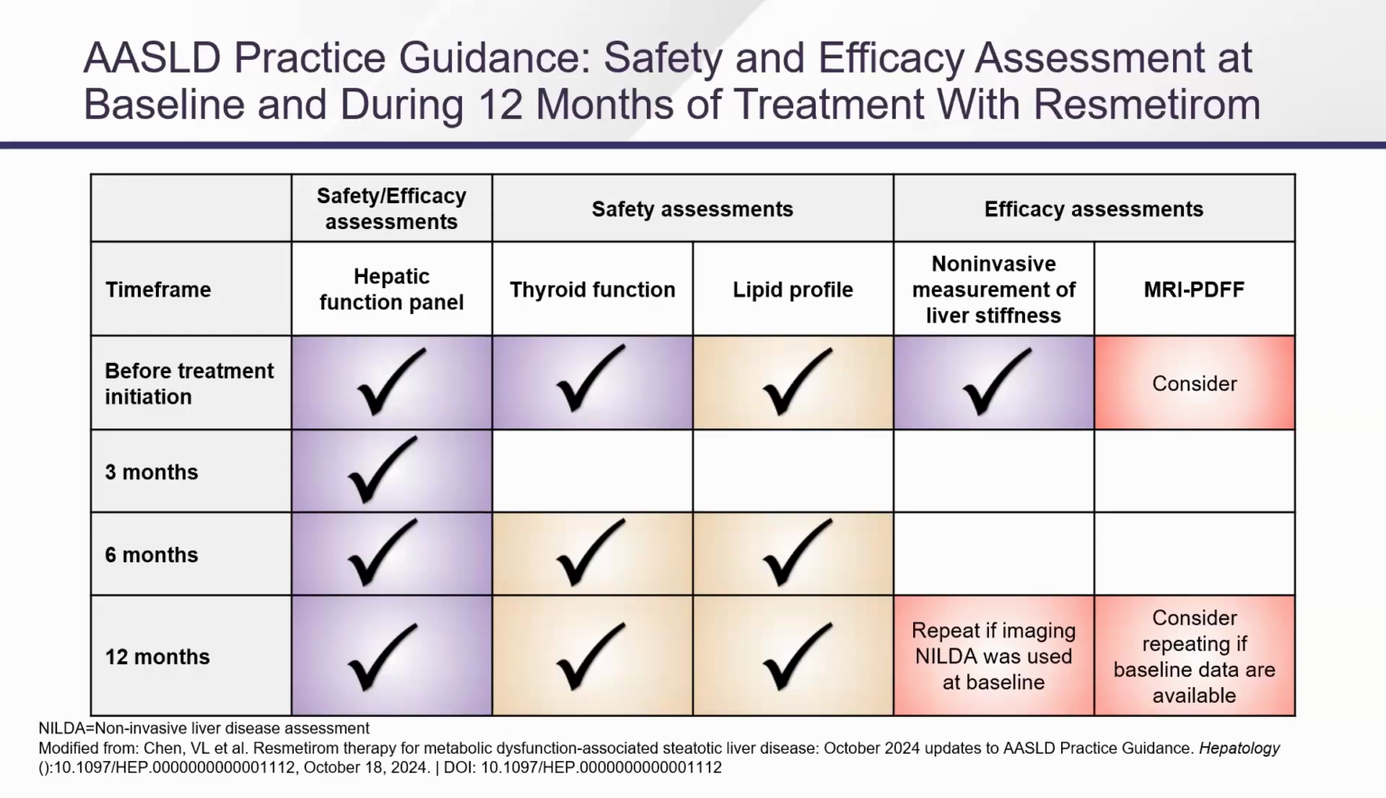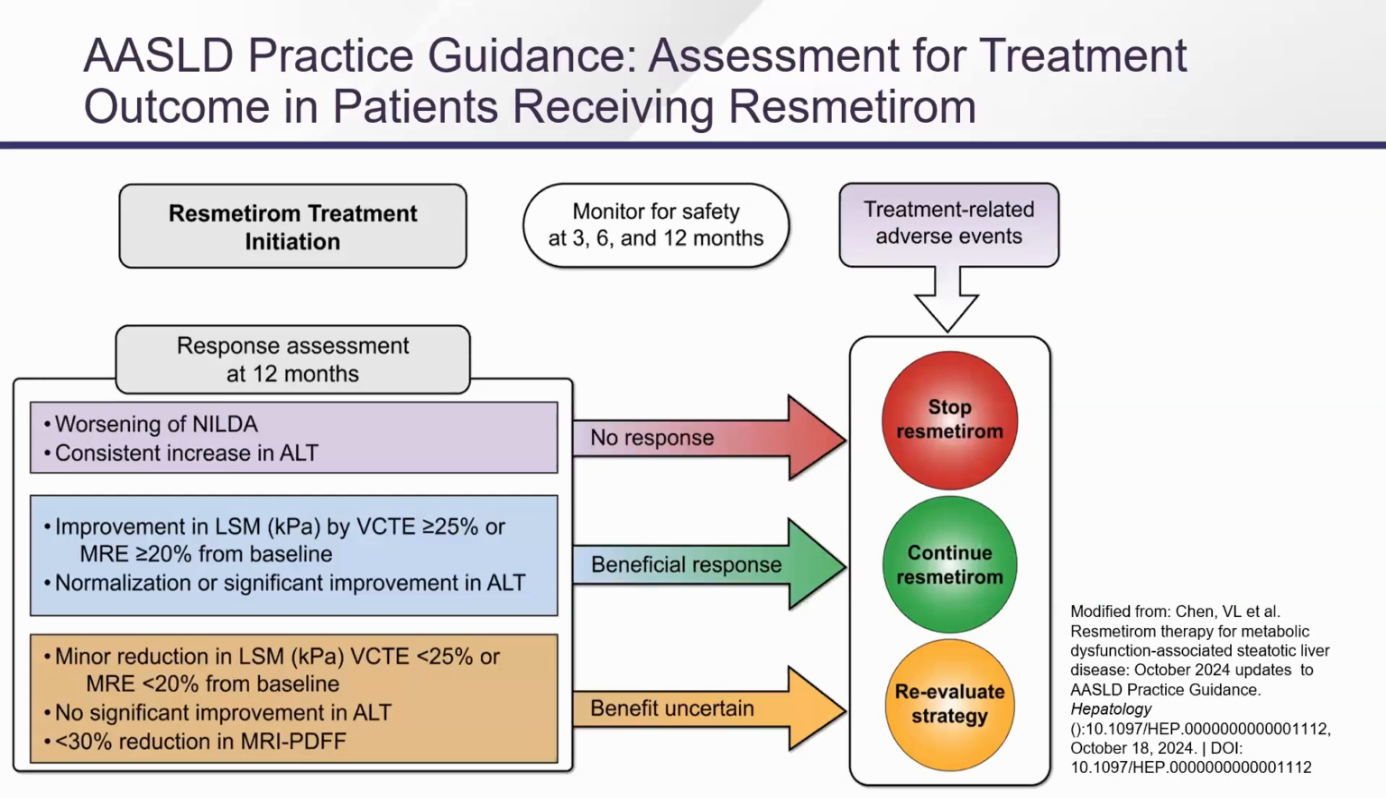At 6 months, we want to look at the liver enzymes, thyroid function, and lipid profile. At 12 months, we're going to repeat our safety assessment, and we want to repeat the efficacy assessment. Again, you remember that patients took a long time to develop the fibrosis, and it's going to take a long time to see improvement in fibrosis. So repeating the efficacy assessment prior to 12 months is probably not helpful. I would definitely wait for the full 12 months of treatment to repeat either VCTE or MR-based assessment.